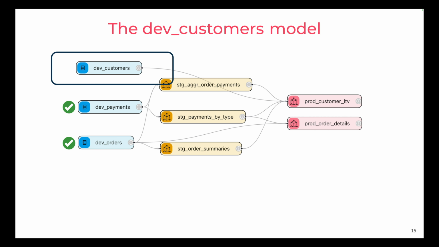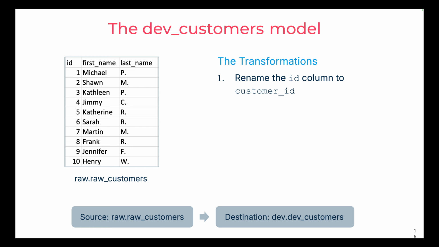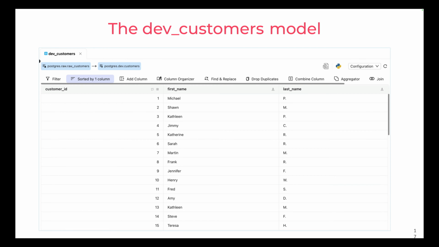Let's now look at the dev customers model. The dev customers model derives from the raw customers table, and we'll simply rename the ID column to customer ID. The lineage is raw customers and then the destination is dev customers. This is how ultimately the dev customers model will look like. It's a very simple transformation. We take the raw table and simply rename the ID column as customer ID column.